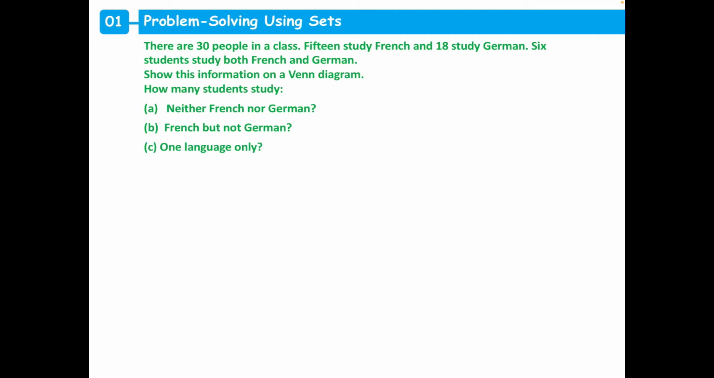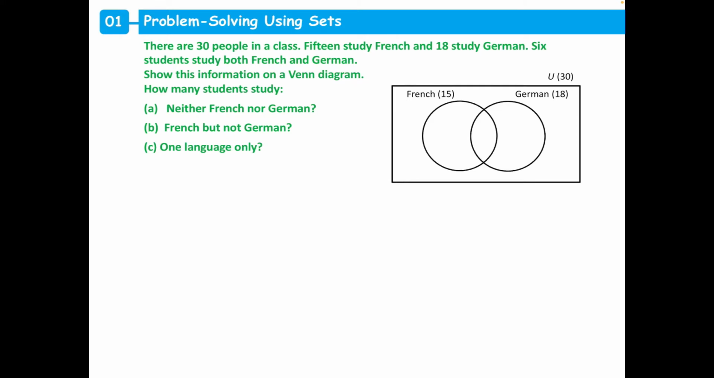There are 30 people in class. 15 study French, 18 study German, 6 study both French and German. Show this information on a Venn diagram. And then you need to find how many students study A, neither French nor German, B, French but not German, C, one language only.